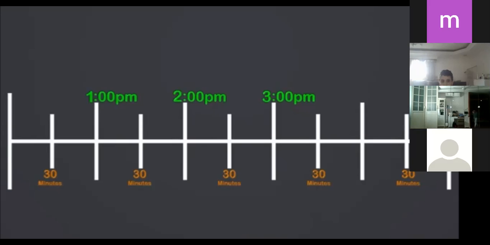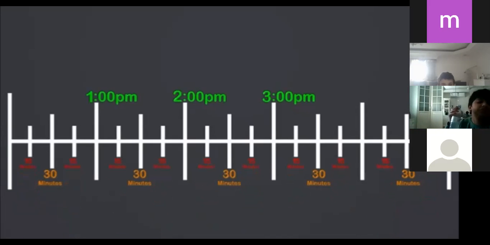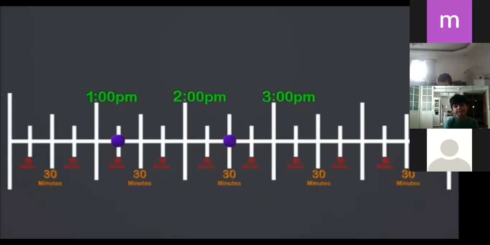These lines represent 30-minute intervals or half hours. We can also break it down further into 15-minute or quarter-hour segments as well. With this number line, we can now see visually how time has passed. For example, let's say I started playing games at 1:15 p.m. I finished playing games at 2:30 p.m. How long did I play games?